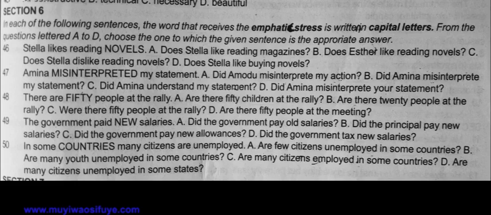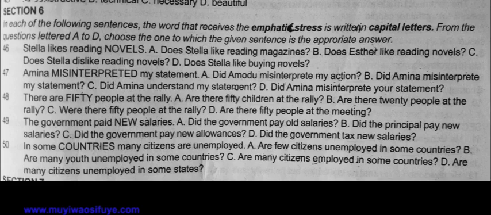Now let's look at option B. The option says, does Esther like reading novels? Now we're talking about Stella, not Esther, so that one has already been ruled out. For option C, does Stella dislike reading novels? We are looking for the fact that Stella likes reading novels, not dislikes. So that cancels that. Then for option D, does Stella like buying novels? We are looking for reading, not buying, and so that also cancels that. So the correct option for that particular question is option A. Does Stella like reading magazines? No, Stella likes reading novels.